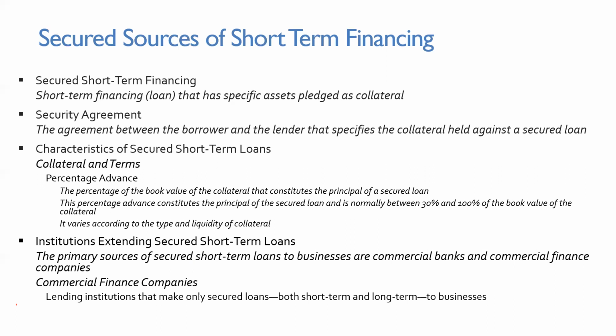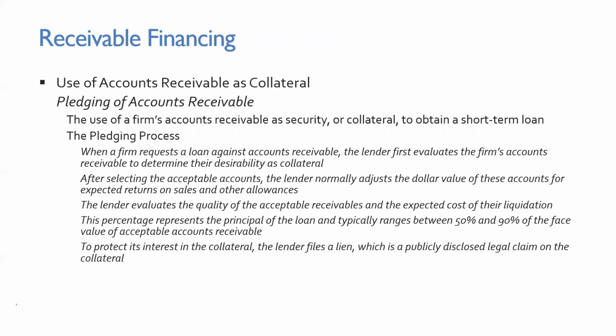Otherwise, there will always be a discount factor. Okay. The primary sources of secured short-term loans are, of course, commercial banks and commercial finance companies. So one possible way of putting up financing is to use receivables as collateral. It's called receivable financing. Okay? So you can use a firm's accounts receivable as security or collateral to obtain a short-term loan.